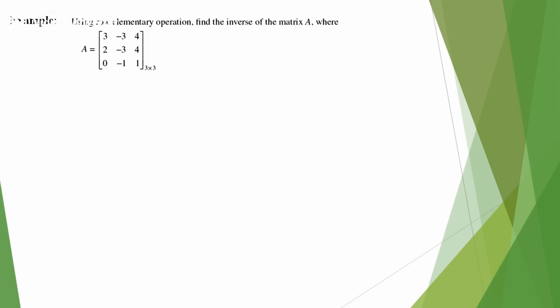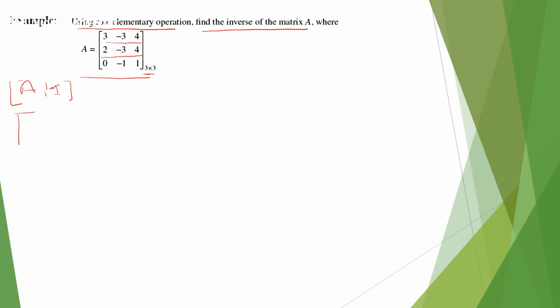Using the row elementary operation, we find the inverse of a matrix A. So we have a matrix A: 3 minus 3 4, 2 minus 3 4, 0 minus 1 1. This is a matrix of order 3 cross 3. First we write the given matrix side by side with an identity matrix of the same order as A, meaning A and I side by side.